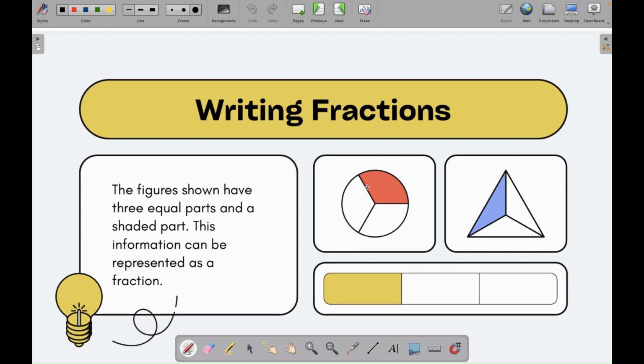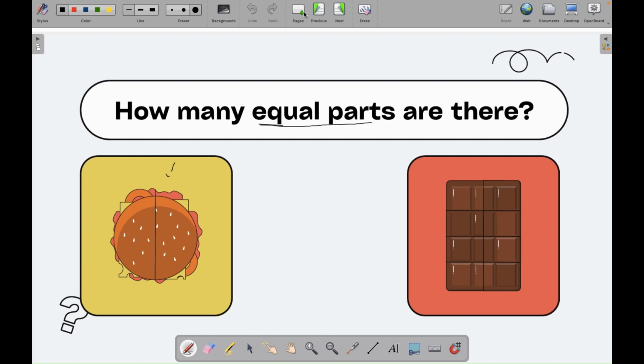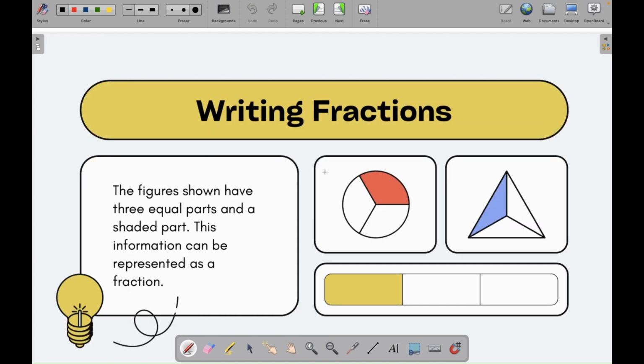And how do we denote it? Say when we are writing fractions, we need to see what part we are interested in. For example, if I just look into this, I may be interested in this particular slice or this particular slice. Right, here I may want only one slice. I may want two slices, three slices, four slices. So what is the part that I am interested in is very important when we are dealing with fractions.